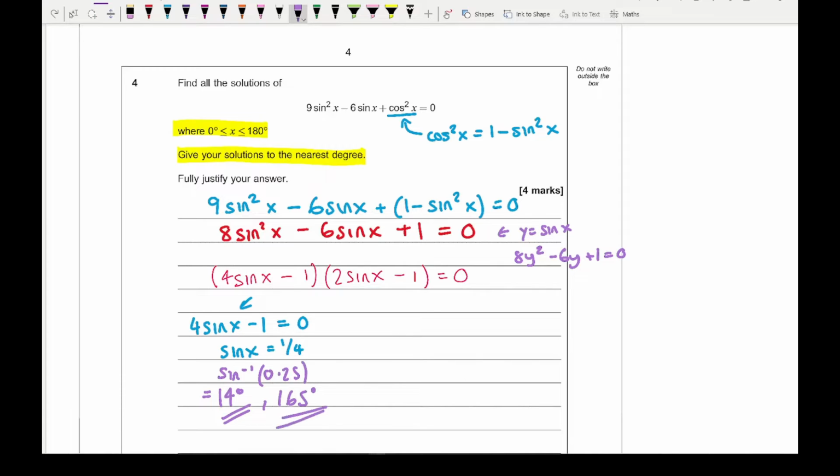165 degrees. Then all that's left for me to then do is repeat the process, but for 2 sine x minus 1 equals 0. So 2 sine x minus 1 equals 0. Doing a bit of rearranging gives me sine x equals a half. So sine x equals 0.5, so inverse sine of 0.5 equals x. And that will give me another set of values, which if I type into my calculator now, I get an answer of 30, and I'm going to get an answer of 150. And there we go.